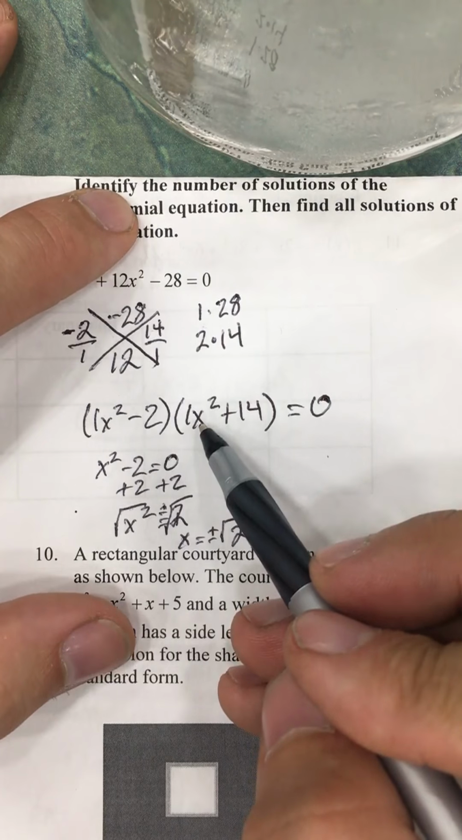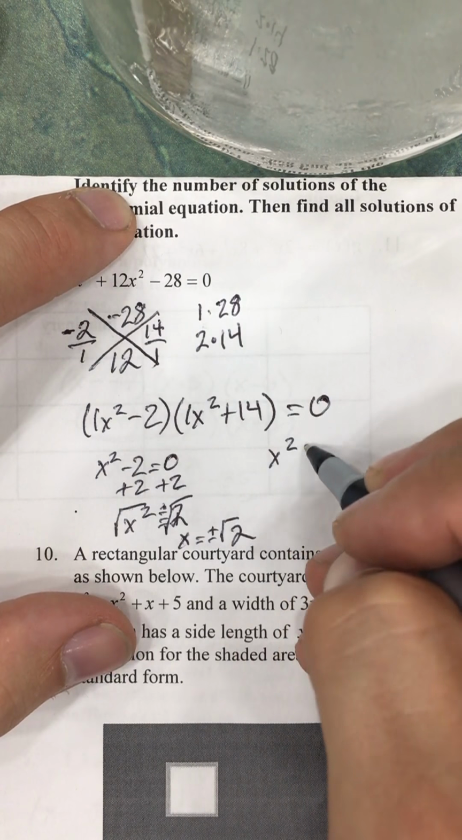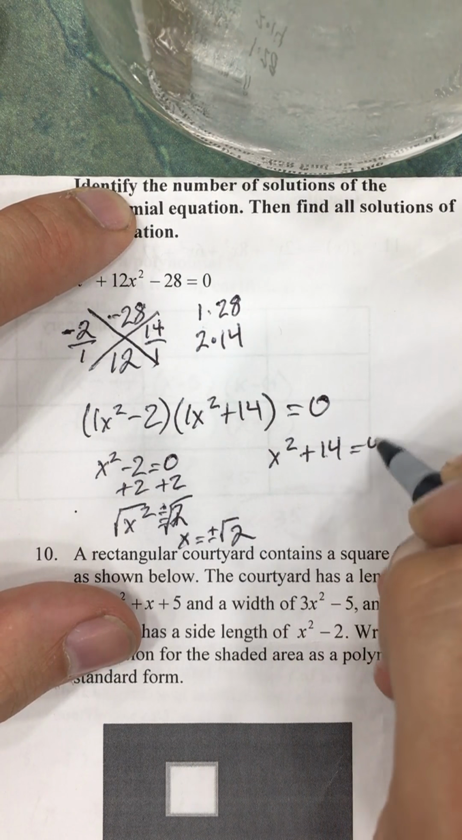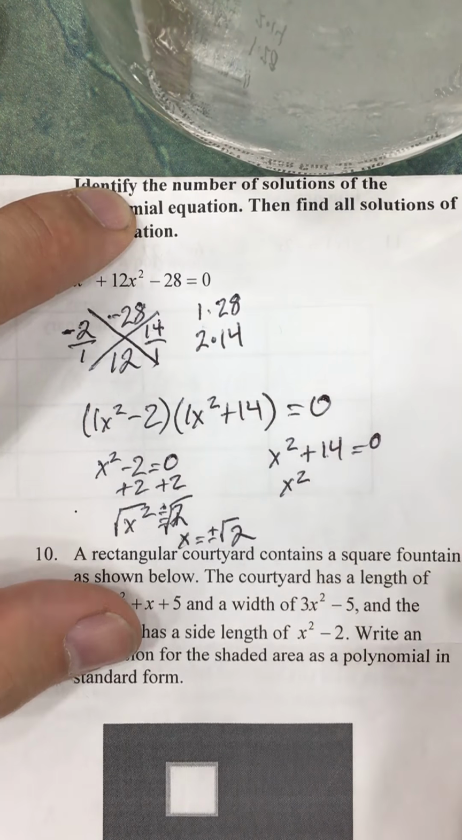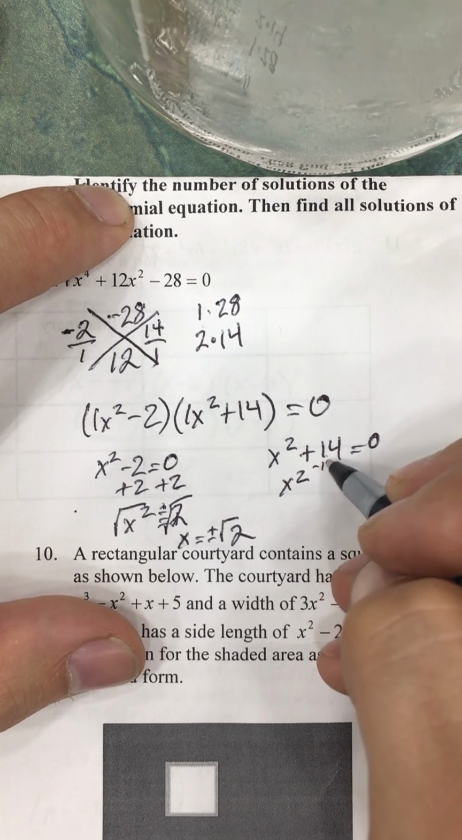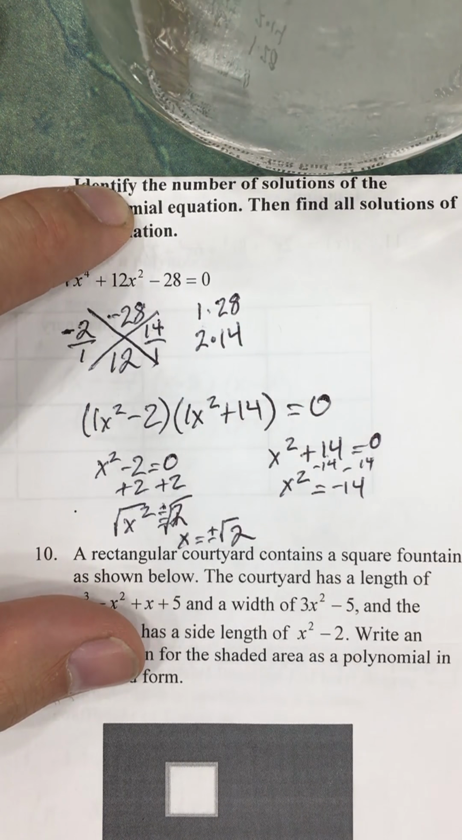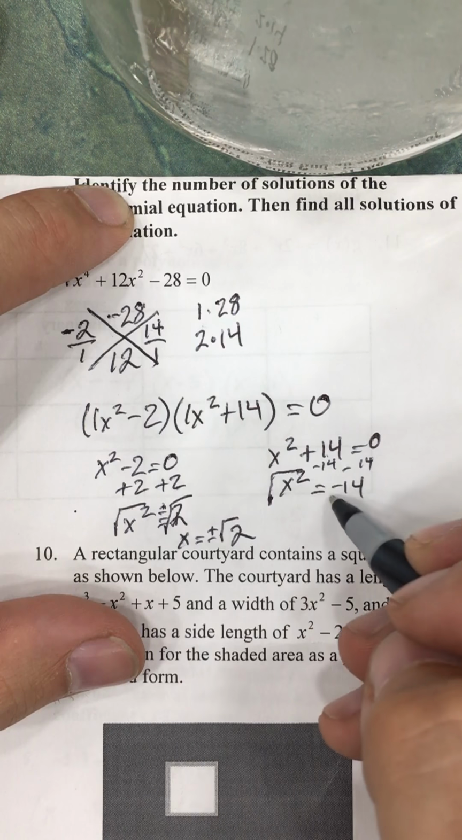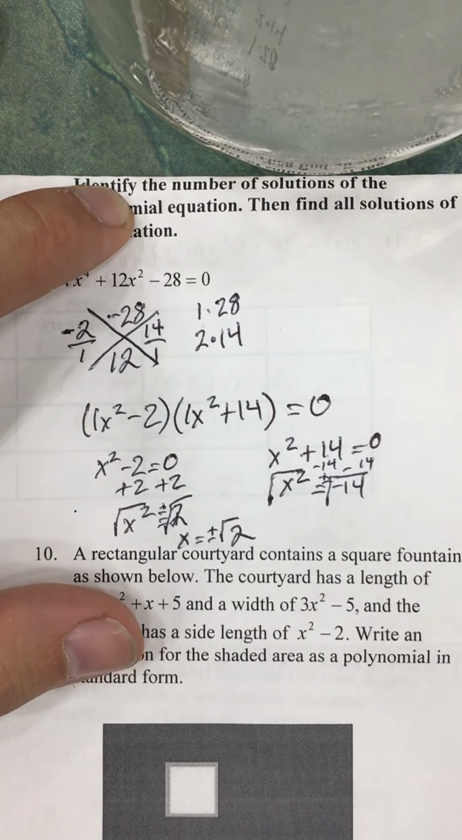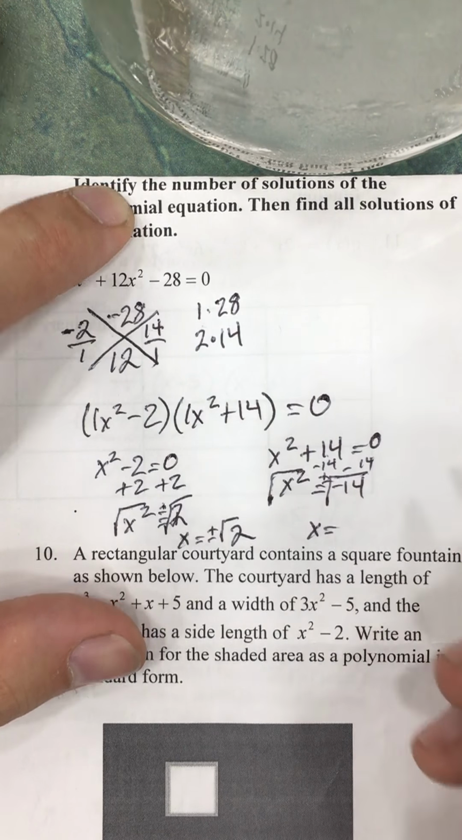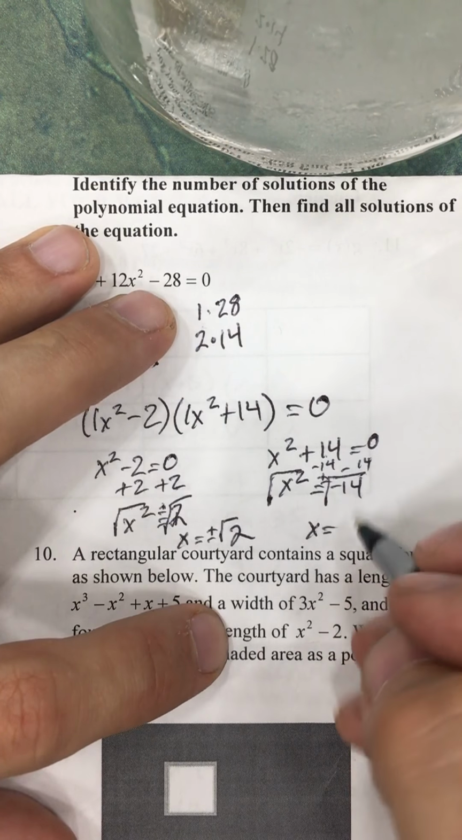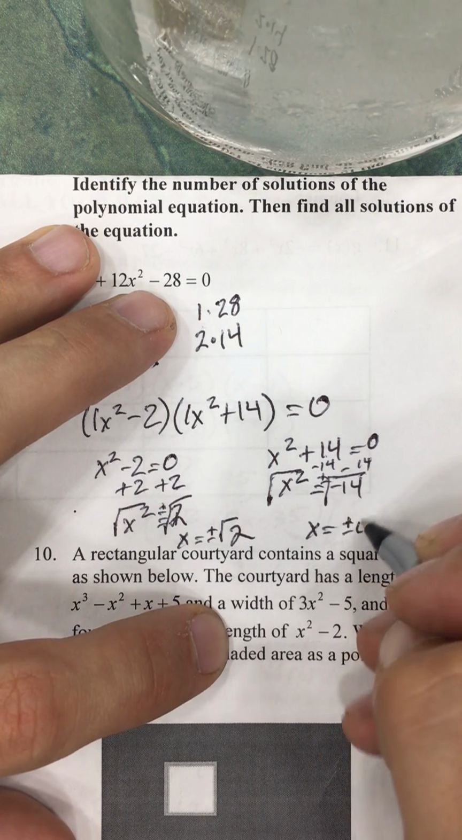When we look at the other factor, we say x squared plus 14 equals 0. We're actually going to get some imaginary numbers here, which is okay. We subtract 14 from both sides and get x squared is equal to negative 14. When I take the square root, we get plus or minus, and we end up getting x is equal to plus or minus i radical 14.